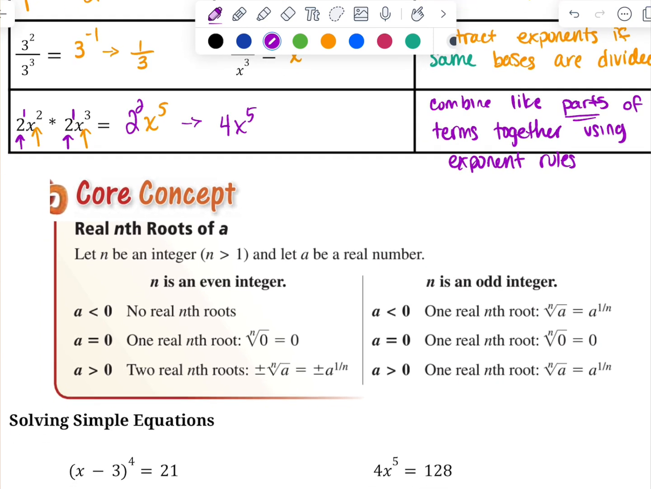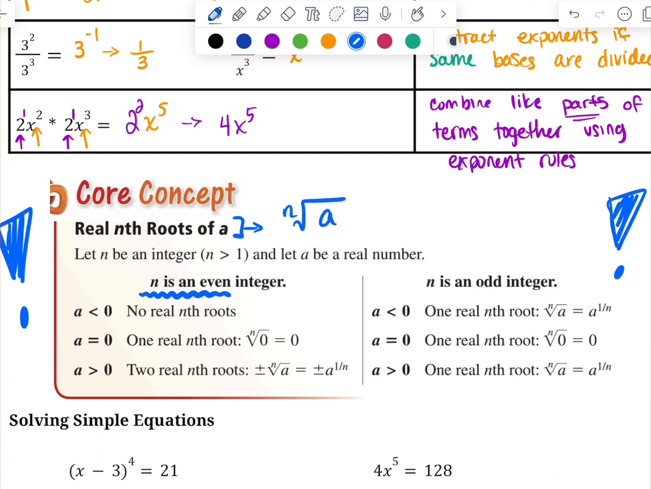Okay, real nth roots of a. Now this is important. If you have just been kind of writing some things down, this is definitely pretty important information to make a note of, okay? So there are 2 situations that we need to be aware of. When n is even, there are 3 different situations. If n's even, and then you have a value a that you're taking the root of. So what this means is we're talking about the nth root of some number a, okay?